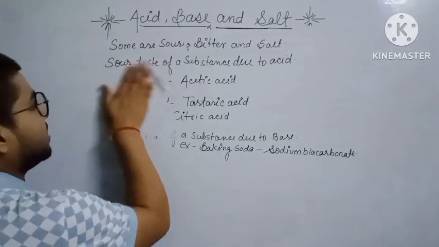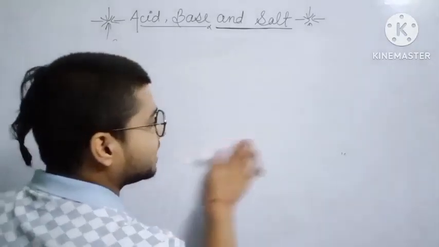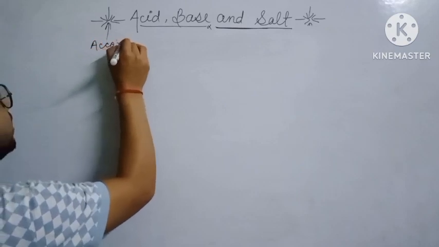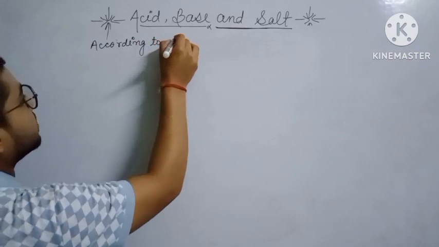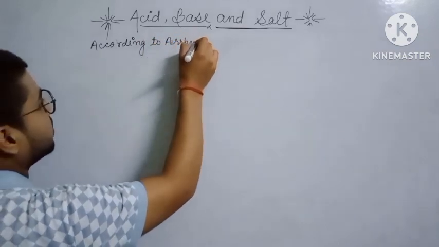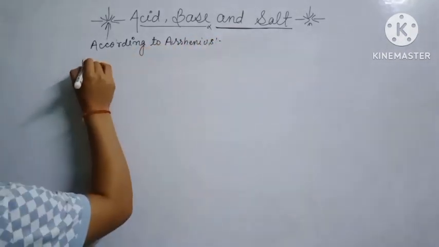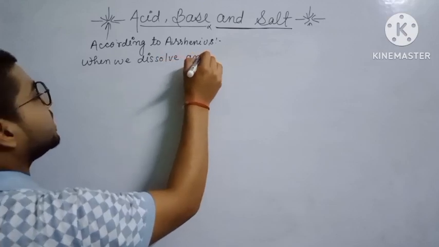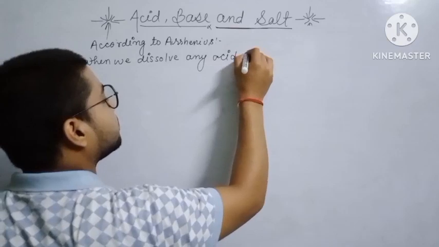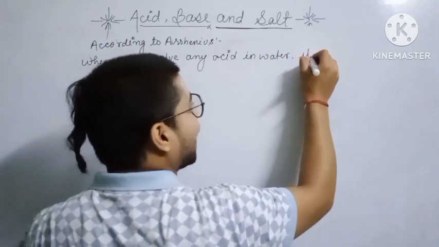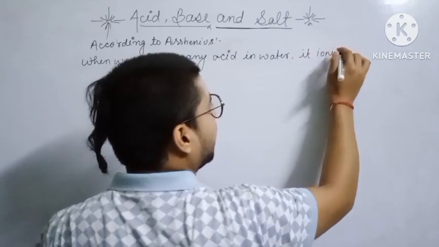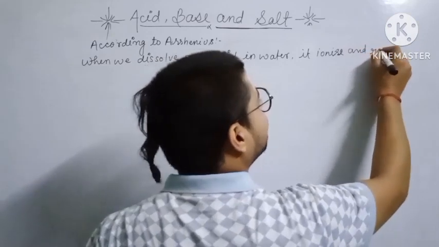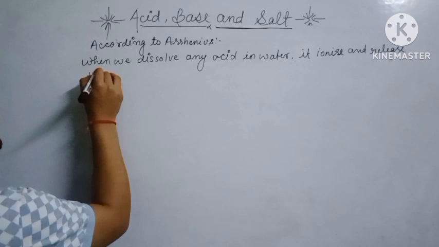So, according to Arrhenius, the name of the scientist, Arrhenius, who classified acid and base: when we dissolve any acid in water, it ionizes and releases H plus ion.